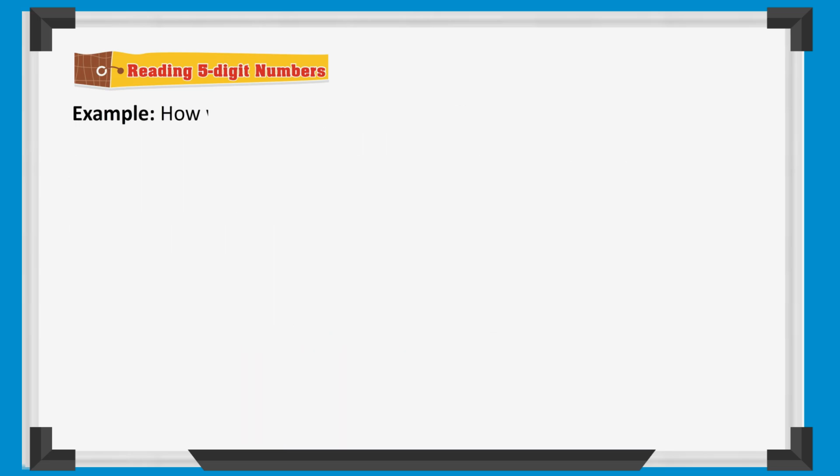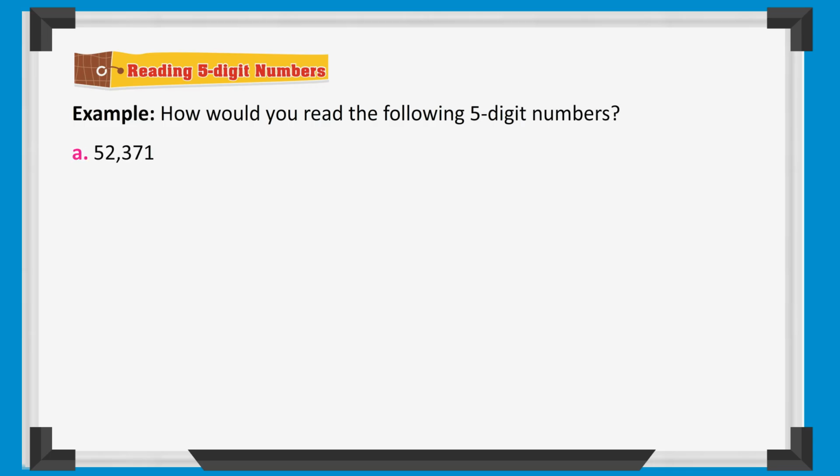Example. How would you read the following 5-digit numbers? A. 52,371. B. 81,529. C. 99,999. Solution.